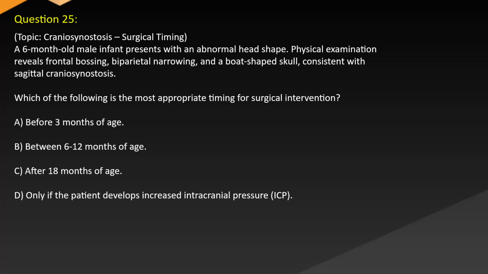Question 25. Topic: Craniosynostosis. Surgical timing. A 6-month-old male infant presents with an abnormal head shape. Physical examination reveals frontal bossing, biparietal narrowing, and a boat-shaped skull consistent with sagittal craniosynostosis. Which of the following is the most appropriate timing for surgical intervention?